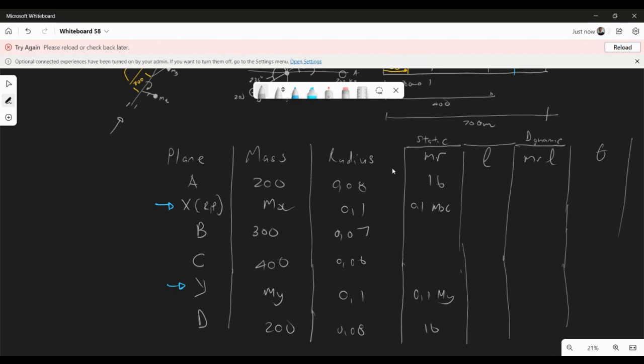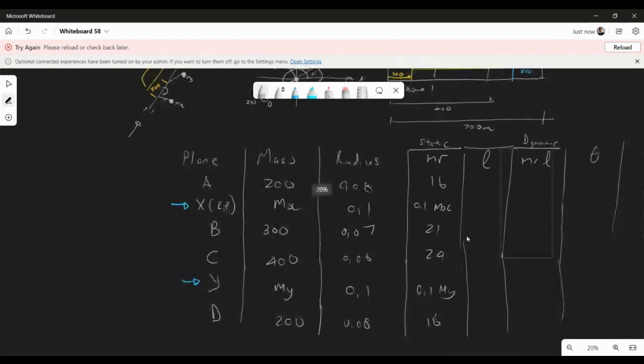So 2.1, 300 times 0.07 should be 21, not 2.1. 21 and 24, there we go. Cool. Once you have that, by the way, you get a mark for this table. You want to see the mark allocation, check Test 1, which I posted on Blackboard last year. It gives about 6 marks.